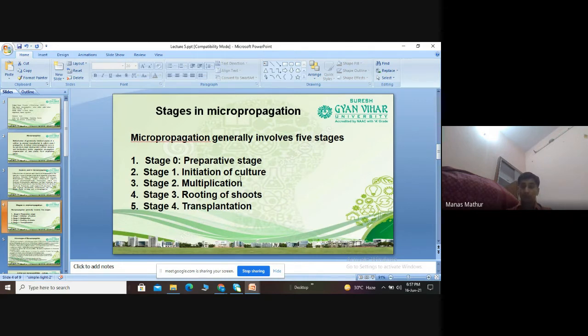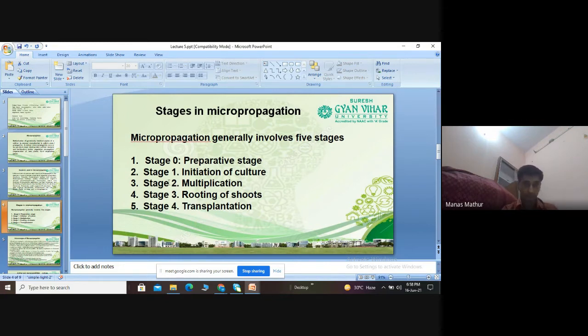We will go for the transfer of that complete plant from the artificial laboratory condition to the normal natural condition. That is called transplantation. So there are 5 stages: preparative stage, initiation of culture, multiplication, rooting of shoots, and transplantation. These 5 are the main stages which occur in the process of micropropagation.